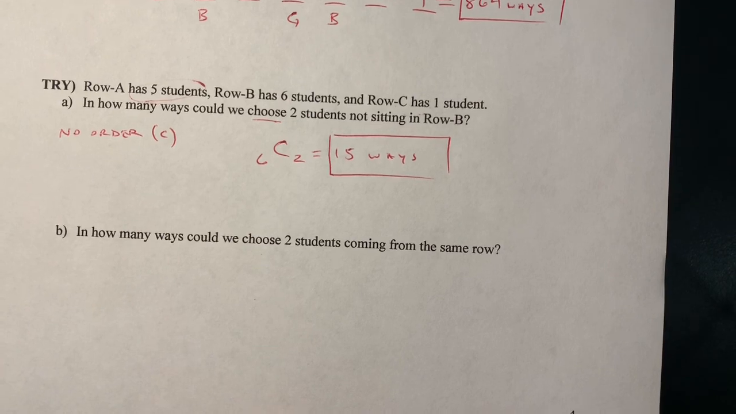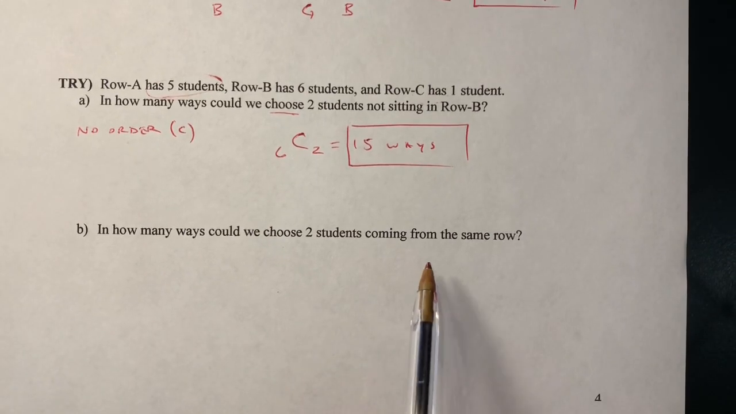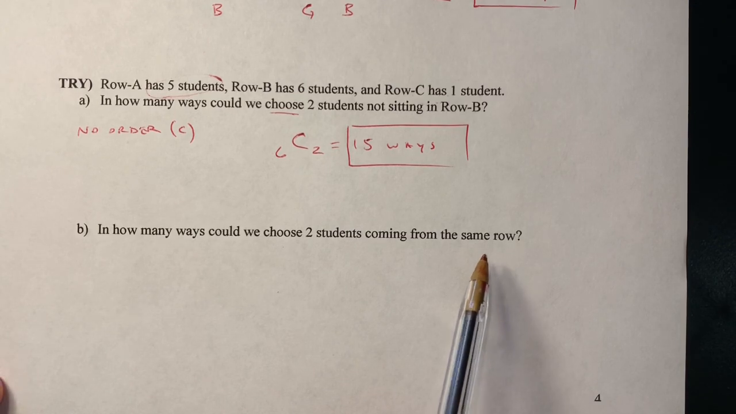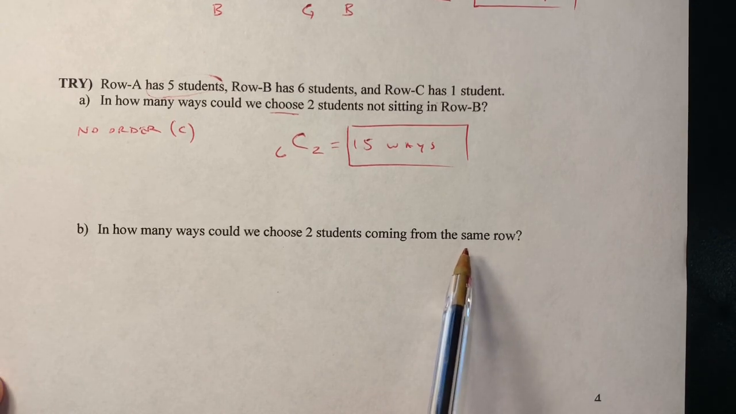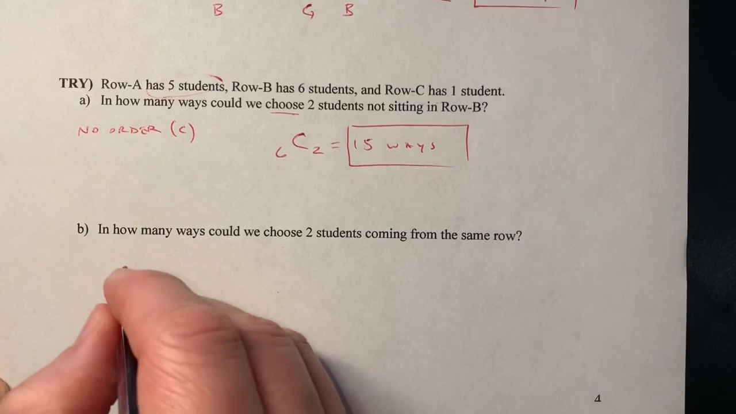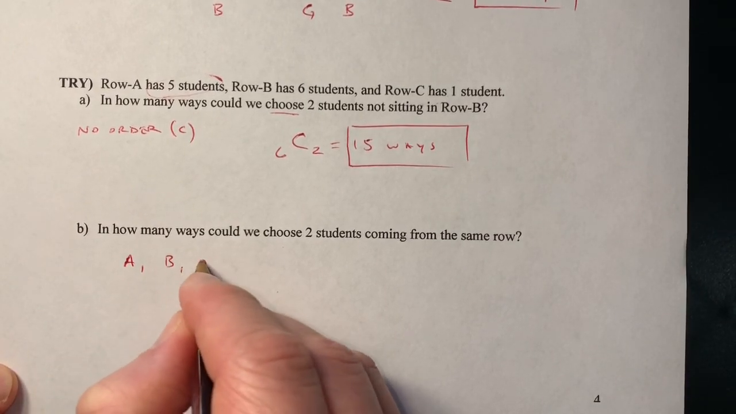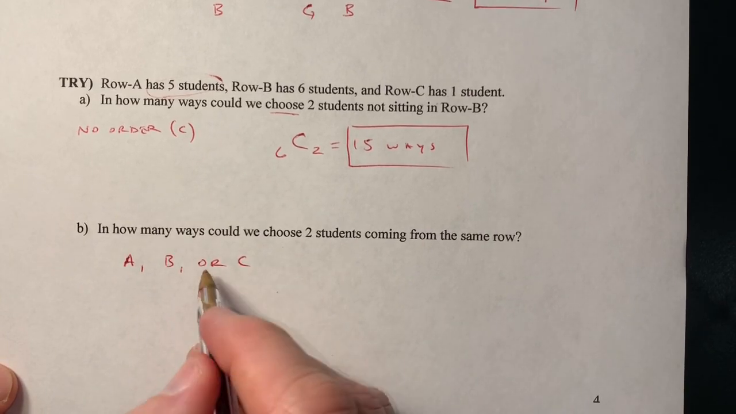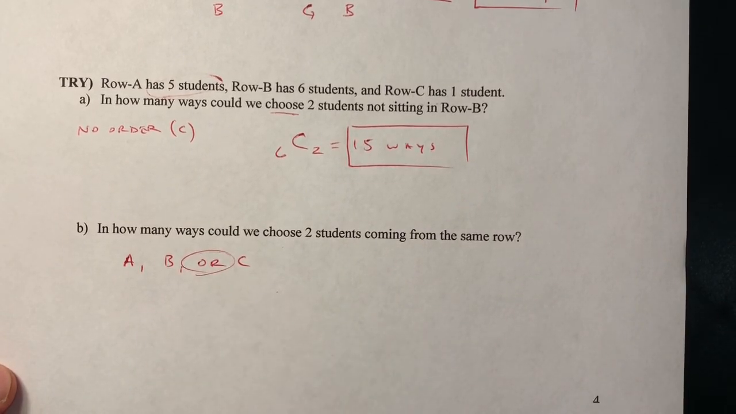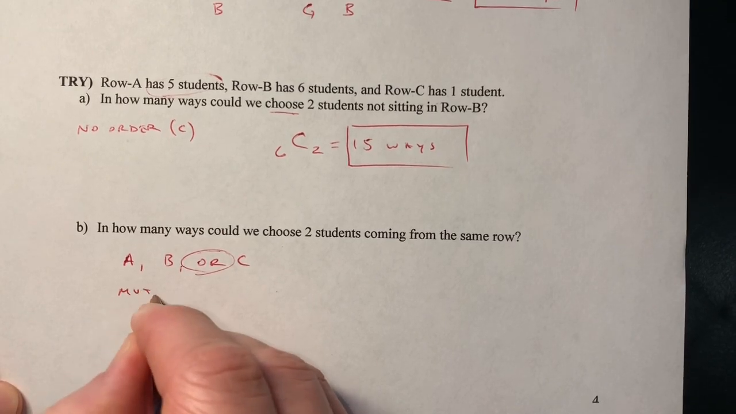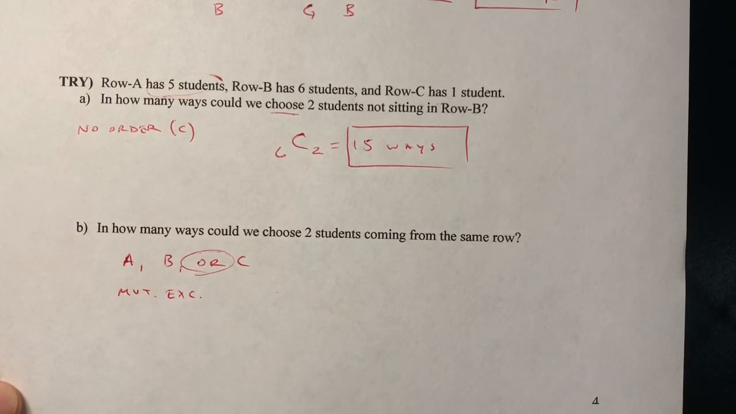In how many ways could we choose 2 students coming from the same row? So I don't care what row they come from, but they're going to come from the same row, which means they have to come from row A, row B, or row C. This is a mutually exclusive event. Okay? So that means we're going to do some adding.